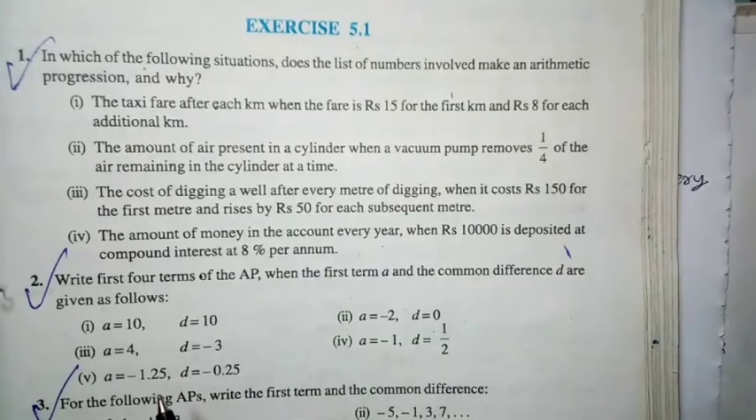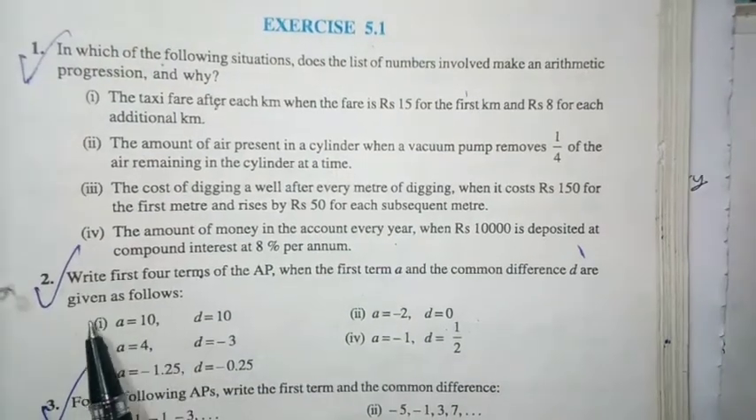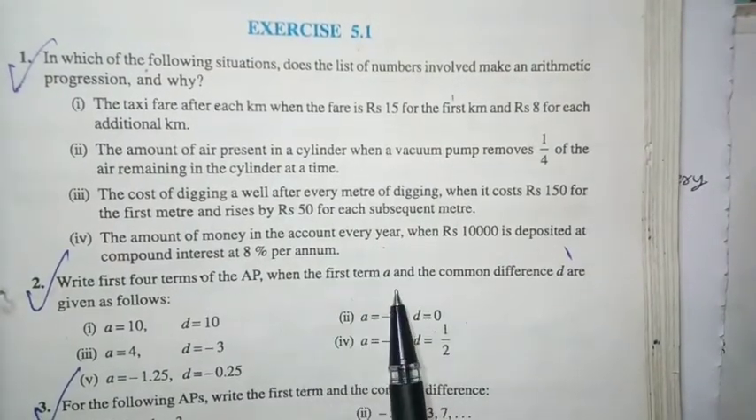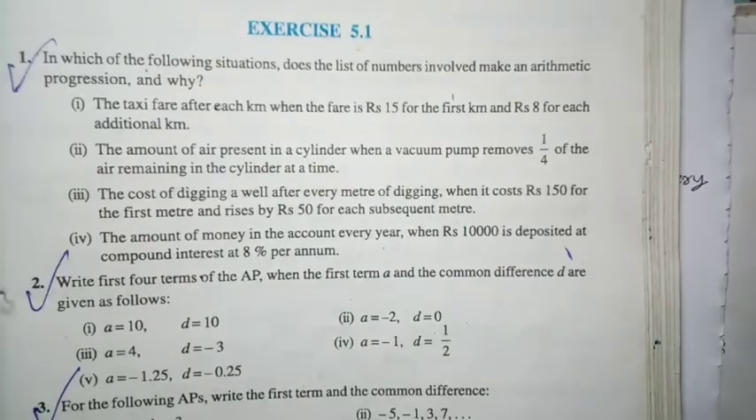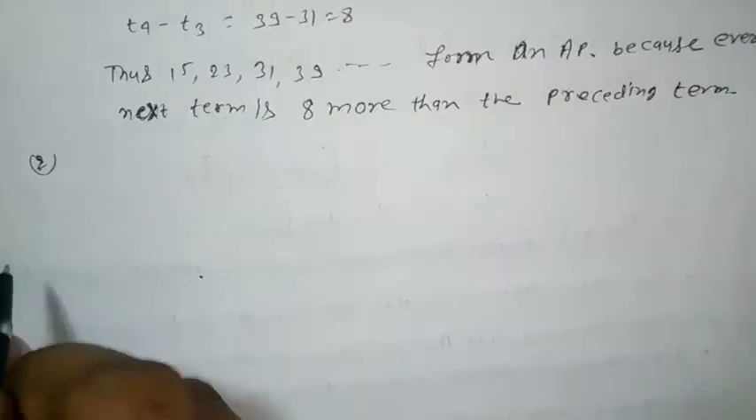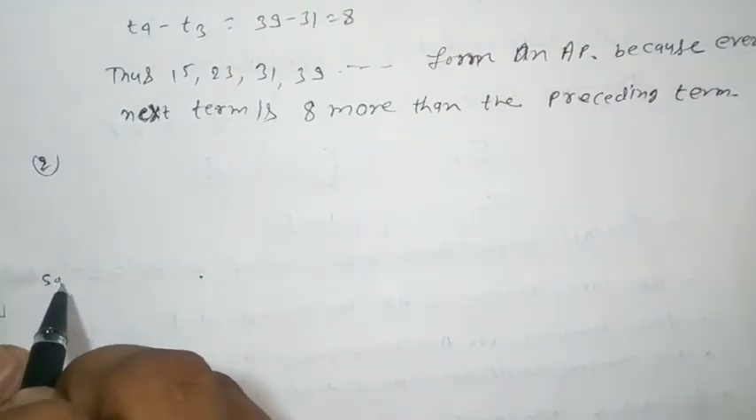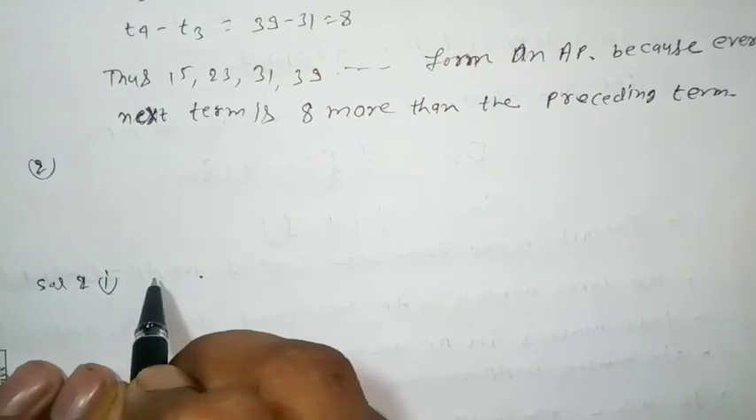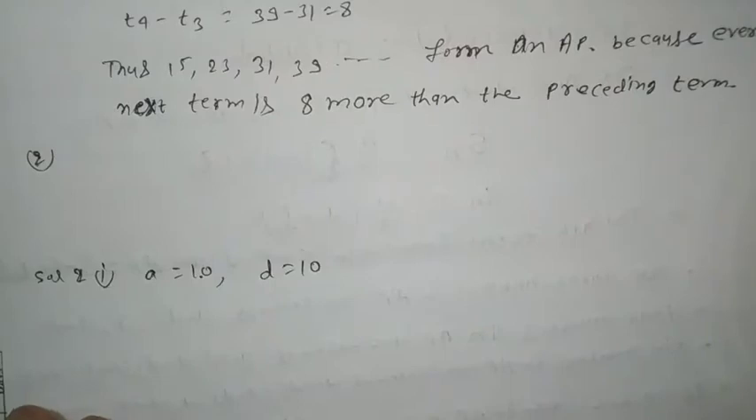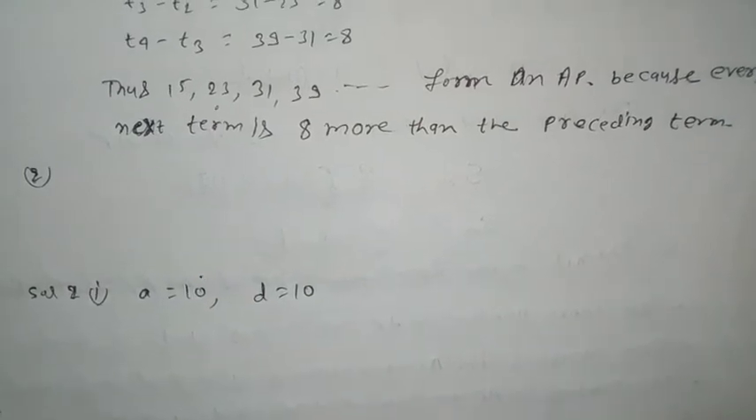Now we are also doing the other question, number 2. Write the first 4 terms of the AP when the first term A and the common difference D are given as follows. Solution, second one: A is equal to 10, D is equal to also 10. We have to find the first 4 terms. It means that T1, T2, T3 and T4. We can also say A1, A2, A3, A4.